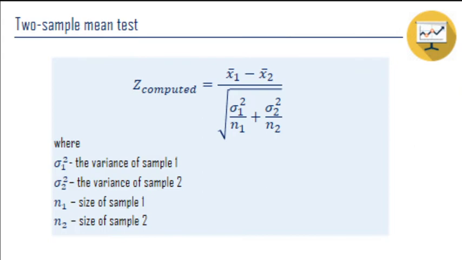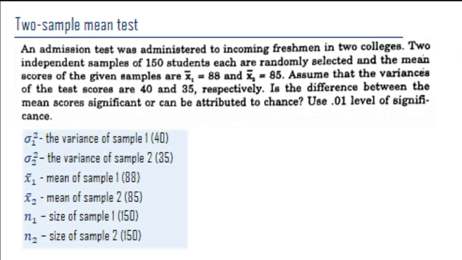Okay, so this is the formula for two sample mean test. Ayan, mean of sample 1 minus mean of sample 2 all over square root of the variance of sample 1 all over size of sample 1 plus the variance of sample 2 all over size of sample 2. So that's the formula for two sample mean tests. Let's take this example, my dear students.